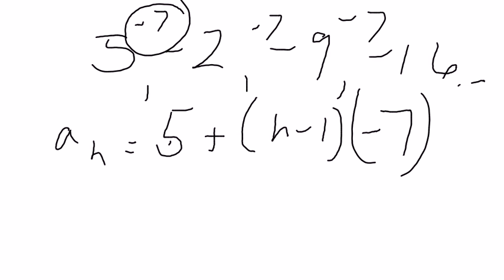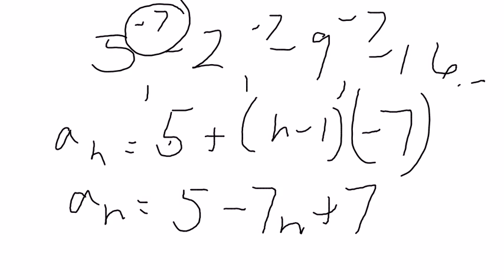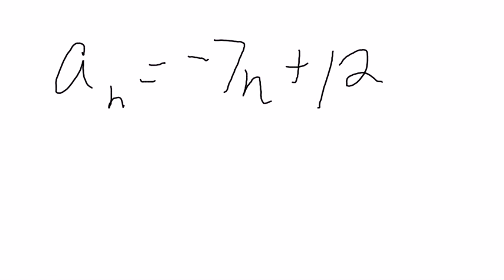And we want to multiply this out. a_n equals 5. Negative 7 times n is minus 7n. Negative 7 times 1 is positive 7. So those two numbers will combine there, okay, to give us a_n equals negative 7n plus 12. All right, so that's our formula, and now all we have to do is find the 50th term.